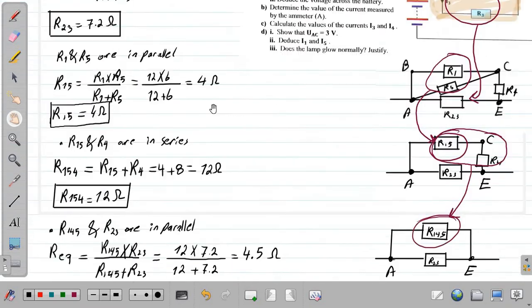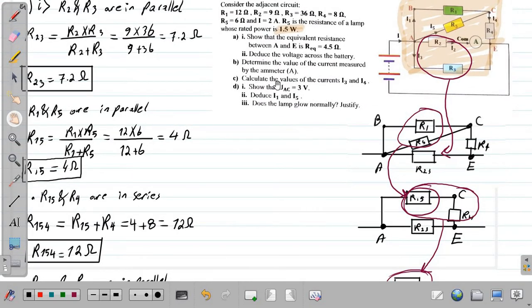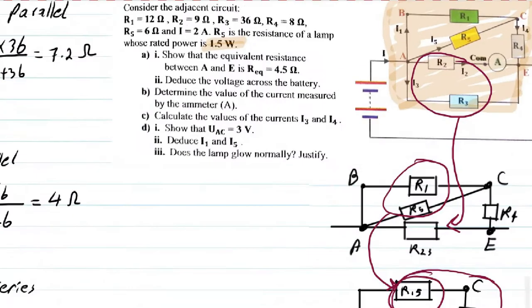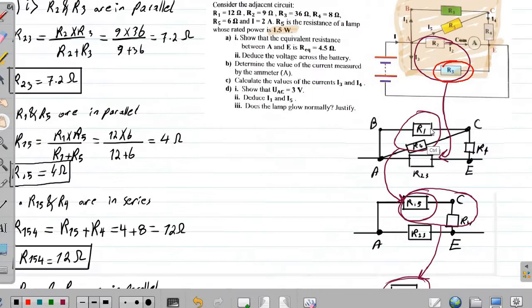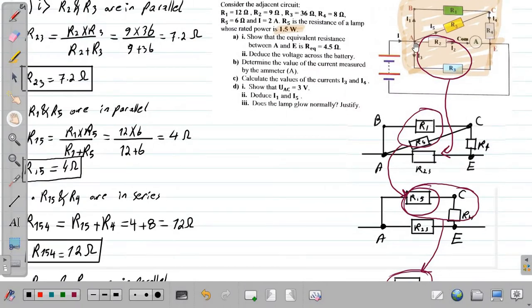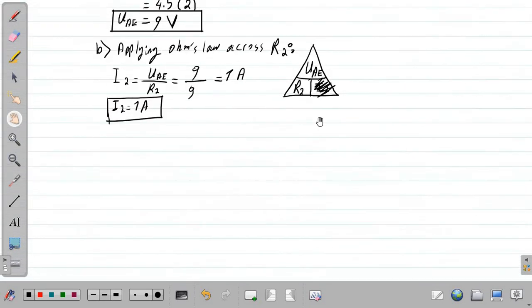Next question. C. Calculate the values of the current I3 and I4. I3 is passing through R3. The voltage across R3 is UAE, because the terminals of R3 are A and E, and therefore UAE. And for I4 we will see how to get I4. Let's start with R3. Since I have R3 and the voltage across R3, which is UAE, I can also use Ohm's law.